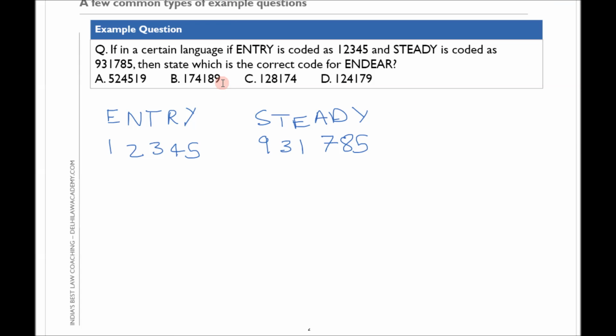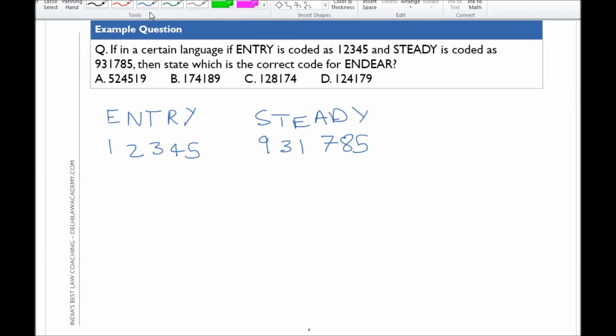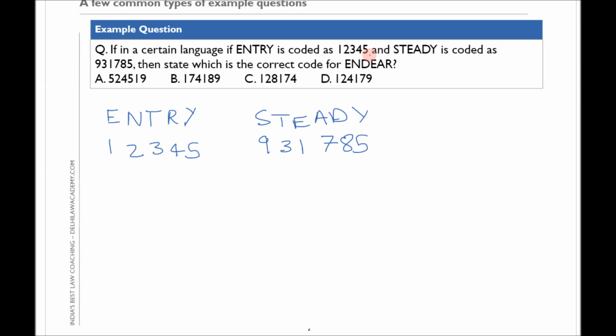Alright guys, so another type of question. In this, we are being told if in a certain language entry is coded as 1, 2, 3, 4, 5 and steady is coded as 9, 3, 1, 7, 8, 5, then what is the correct code for endear? So in these type of questions, this looks similar to a question type that we saw earlier, but the hint is the first word is simply 1, 2, 3, 4, 5. There's no logic here, and you shouldn't try to find the logic either.